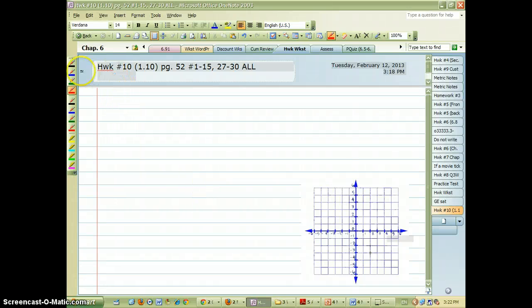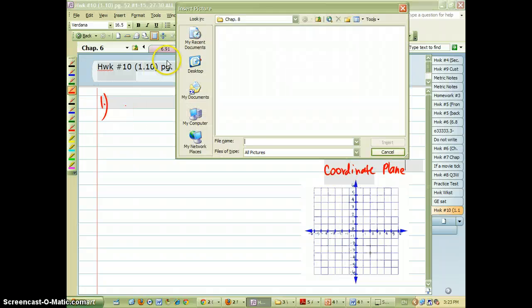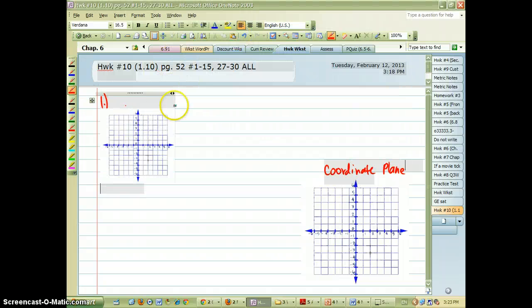We're going to be talking about the coordinate plane. Right here you see a picture of two number lines, one vertical and one horizontal, and this would be called a coordinate plane. Now, the first question on tonight's homework, we're looking at a graph where there is the letter T there. I'm going to insert a picture here. And here's my coordinate plane for number 1.